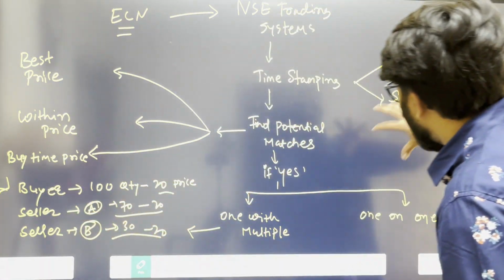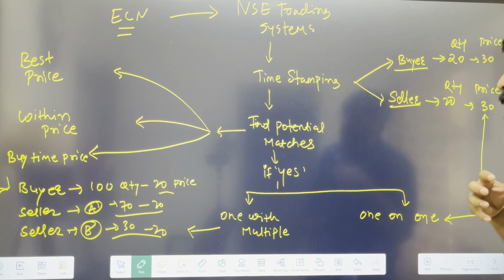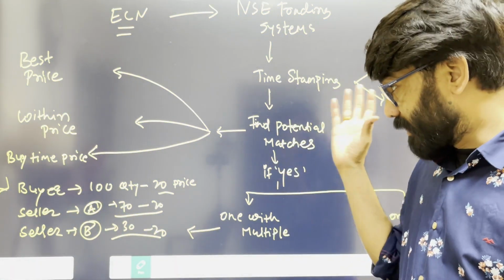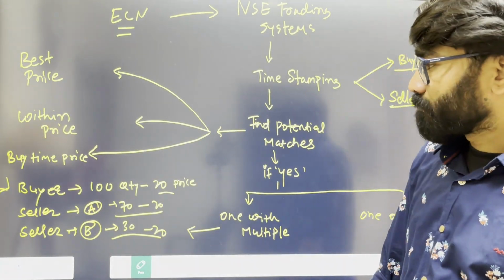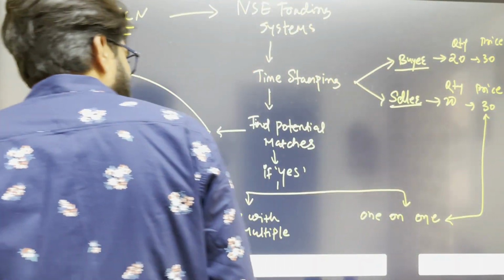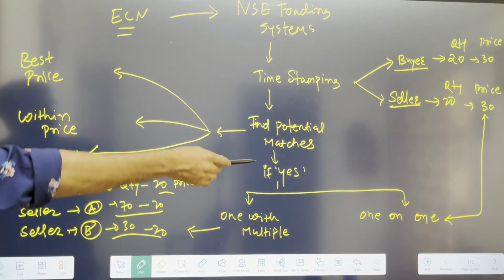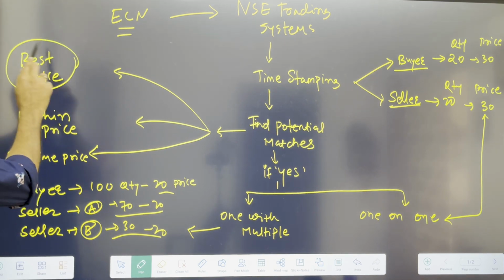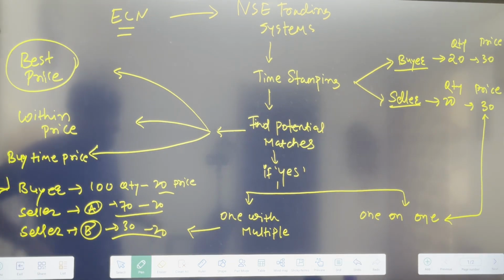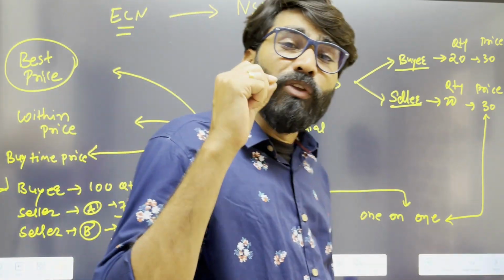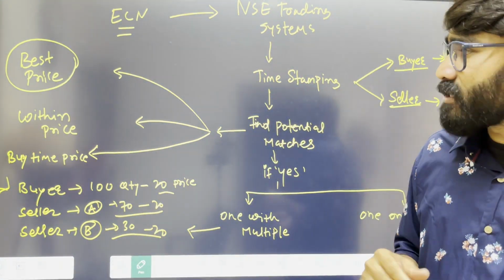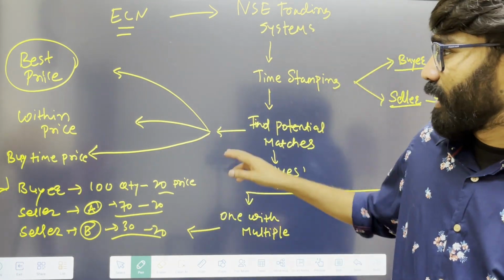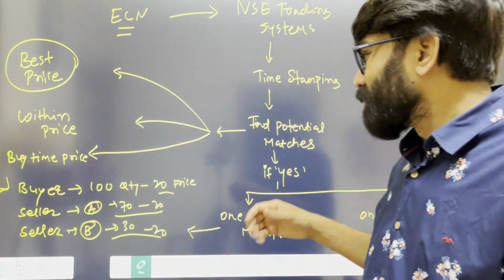Once this data matches, that information will be passed on to the middle office teams, and then your middle office teams come into the picture. Again, a few things are very important. When that system finds potential matches, it always looks for the best price. Best price means the buyer always tries to buy at a lower price, and the seller always tries to sell the quantities at a higher price. That's what we call the best price, right?